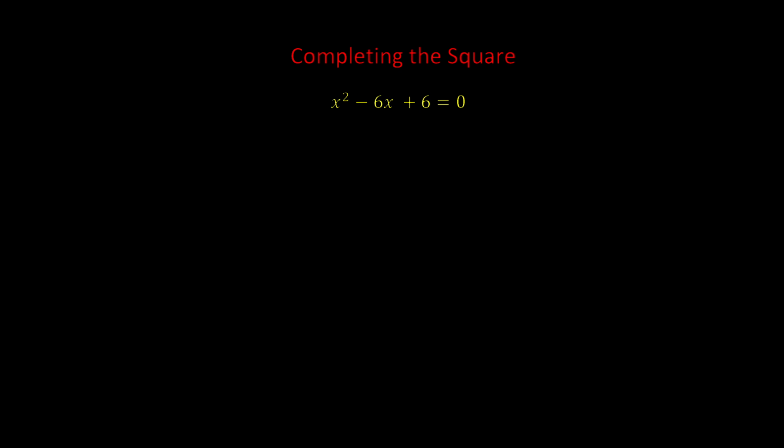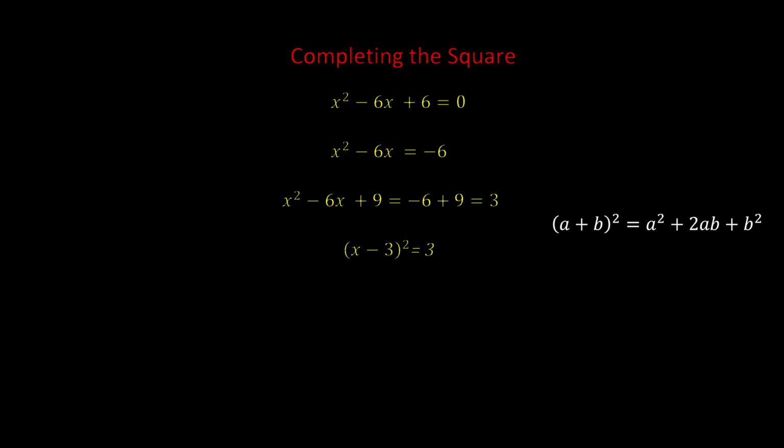We write x squared minus 6x is equal to minus 6. Adding 9 to both sides will make the left side a perfect square. That is, it's the square of some binomial. So we get x squared minus 6x plus 9 is equal to 3. The left side now factors as x minus 3 quantity squared, using the cited rule for squaring a binomial. So we get x minus 3 squared is equal to 3.